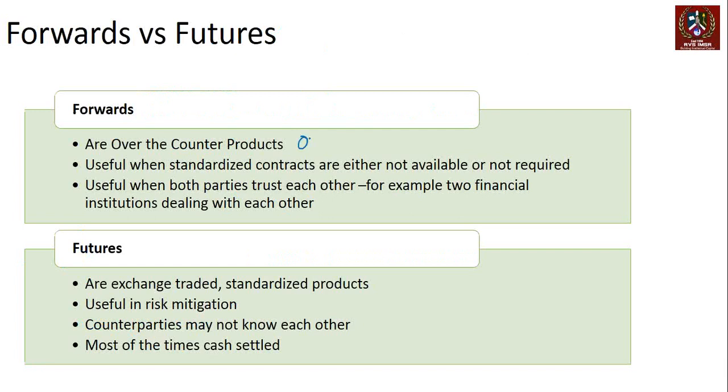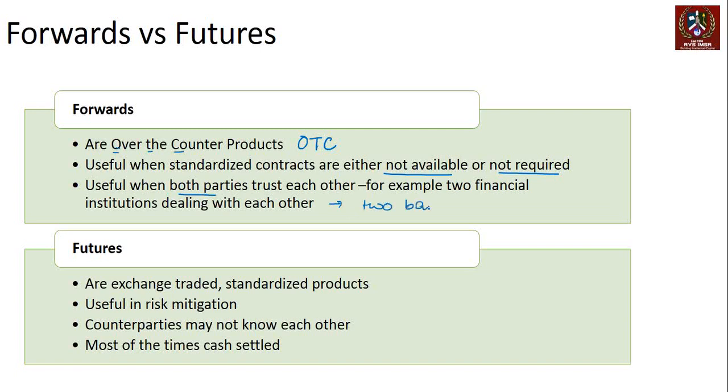Forwards are over-the-counter products, also known as OTC. They're useful when standardized contracts are either not available or not required. If there is a requirement of a customized contract, that is where forwards will be useful. If there is a requirement of standardized contracts, that is where futures will be useful. It is also useful when both parties trust each other. For example, two financial institutions dealing with each other.